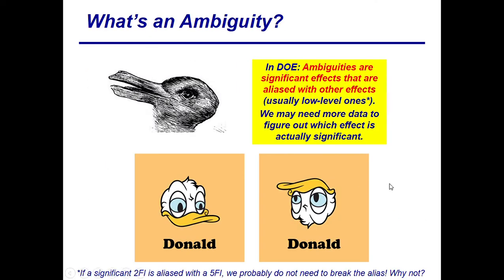In design of experiments, what is an ambiguity? Here we go. It's just a significant effect that's aliased with some other, usually low-level effects. So we're not so concerned about high-level effects. So if a main effect is aliased with a 5-way, we don't care. But if a main effect is aliased with a 2-way or a 3-way interaction, we might want to make sure that we understand which one's the one driving the interaction. And specifically for 2-ways versus other 2-ways, we want to make sure that we're attributing it to the right effect.